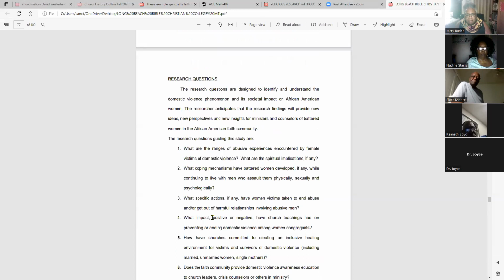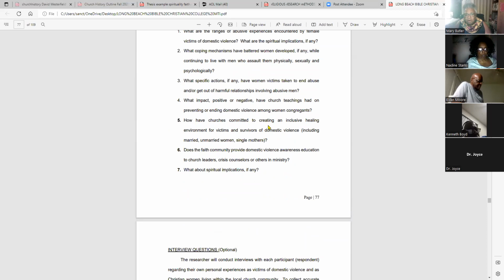How have churches committed to creating an inclusive healing environment for victims and survivors? You're finding this out. What if those churches are dealing with this issue? The churches know that these ministers and these pastors are kind of leaving. Women are just burnt out. They're not coming back. They have a calling. What has happened to the calling? Those are all research questions that you're going to find out in your research. This is what you propose to do.